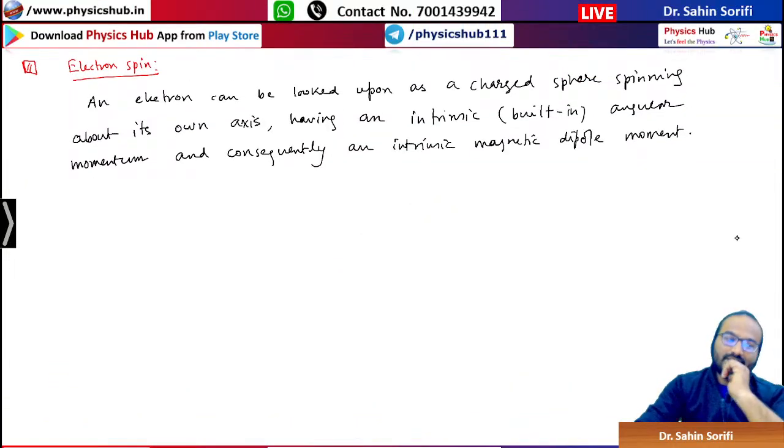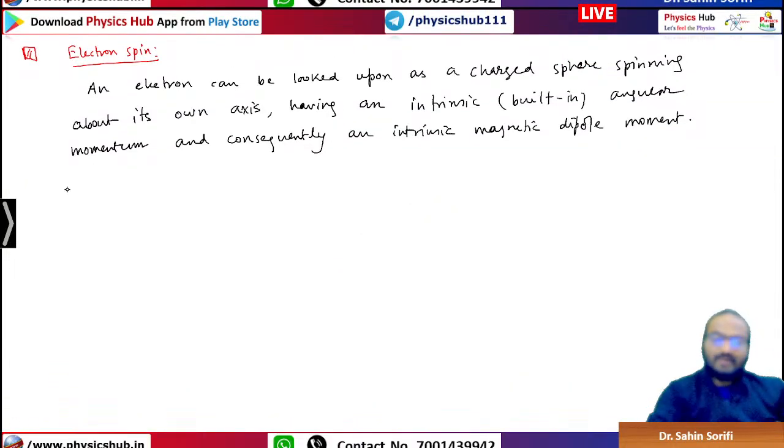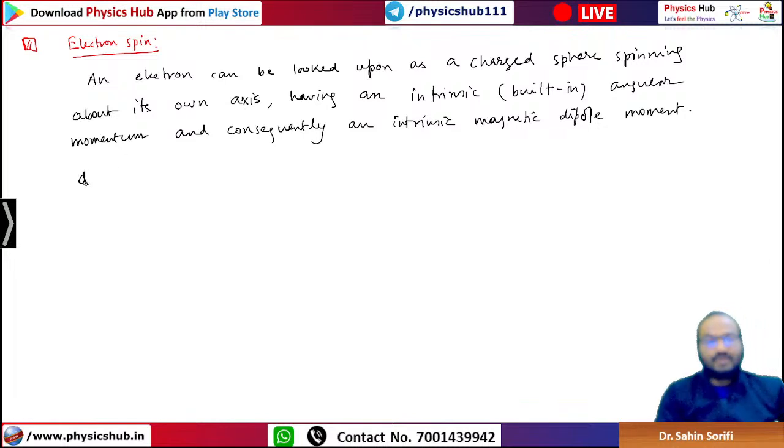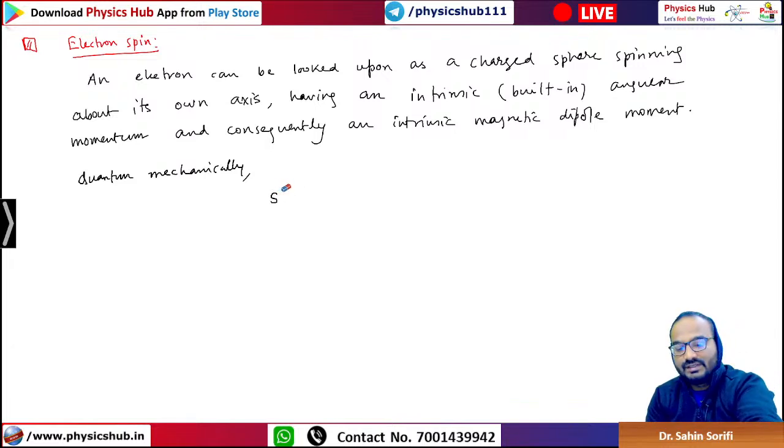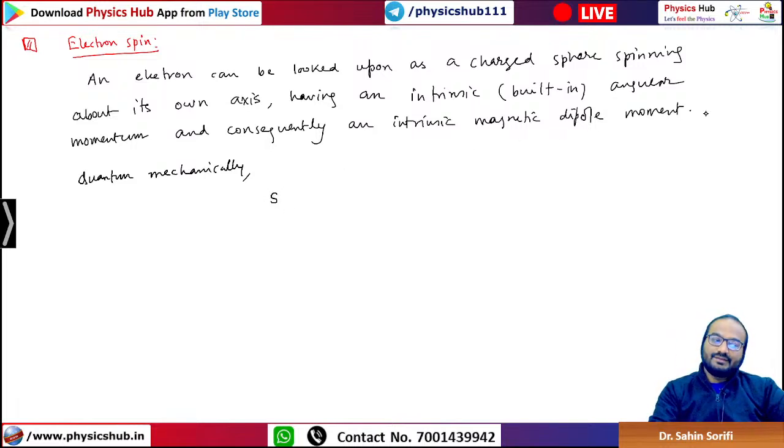So, quantum mechanically also we can get the similar expression. Quantum mechanically, the magnitude of the spin angular momentum S is quantized as per this relation. S is equal to, if we exclude the vector symbol here, capital S is the spin angular momentum. This is equal to root over small s into small s plus 1 times h by 2 pi.